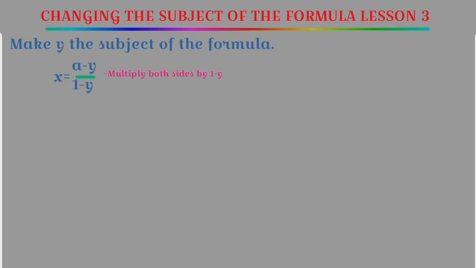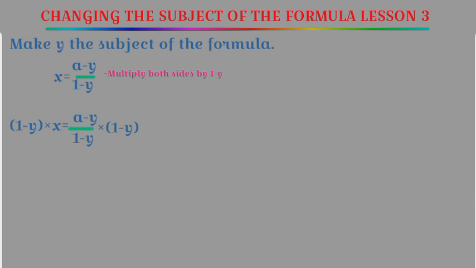Why are we multiplying? Because we are dividing a minus y by 1 minus y, so we multiply, which is the opposite. That means 1 minus y will be cancelled out and we will not have a fraction. So what I mean is this: 1 minus y multiplied by x is equal to a minus y over 1 minus y multiplied by 1 minus y.